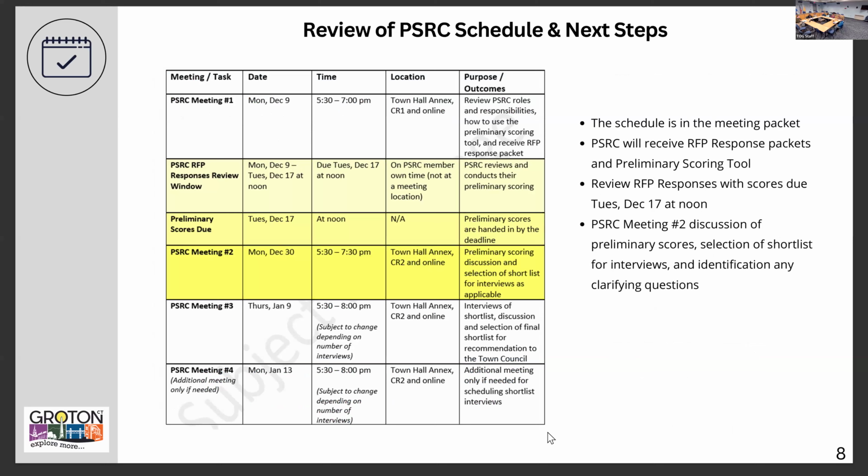And then we'll dive into our meeting number 2. We'll start that discussion of the preliminary scores and identifying our short list for interviews. And again, keeping in mind, you can also write down any clarifying questions you might have as you're reading those responses. And of course, we plan on the date staying the same, but it's subject to change just for schedules if needed. But no matter what happens with the schedule, our purpose and outcomes will be the same for all of the meetings, to get us to that final objective of the short list for town council.